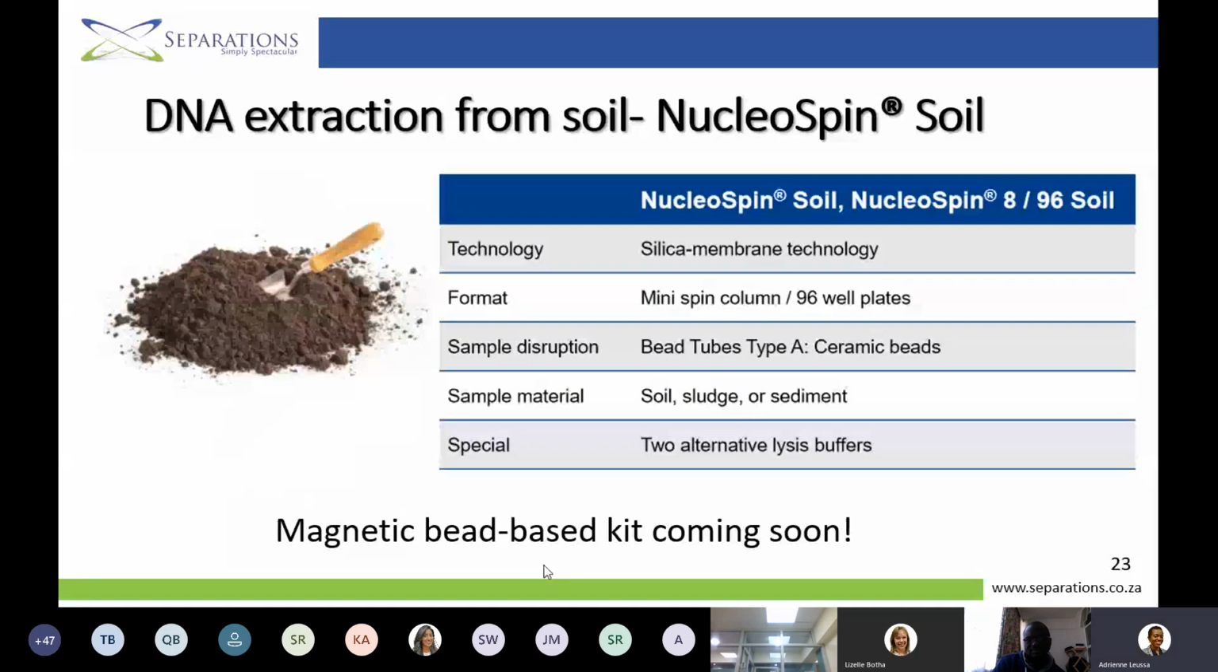For DNA extraction from soil, we have the NucleoSpin Soil Kit. Like I said, it addresses sample disruption by including bead tubes of type A. It is based on silica membrane technology, and it is able to efficiently isolate DNA from a variety of soil types. And just as a highlight, there will be a magnetic bead-based kit in the nearest future from Nagel as well.